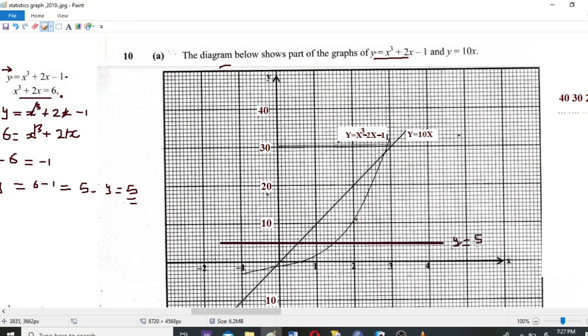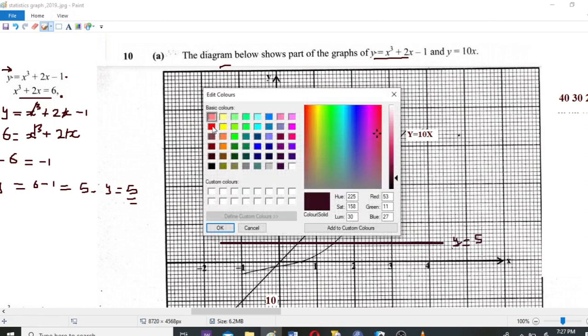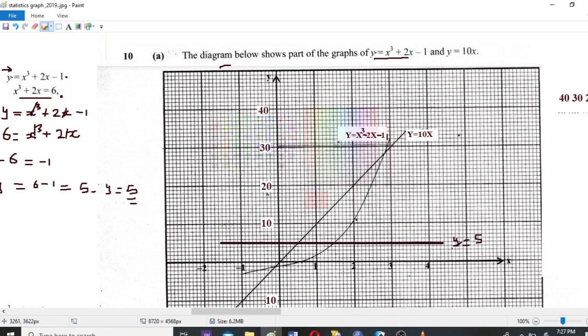Okay, so to get the solutions, we need to get the values at which it is touching our curve. When you look at this equation, it is touching our curve only at this point. Only at that point. So that point, let me use red color, is right here.